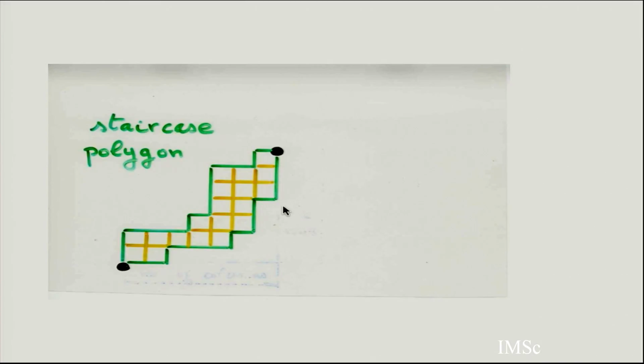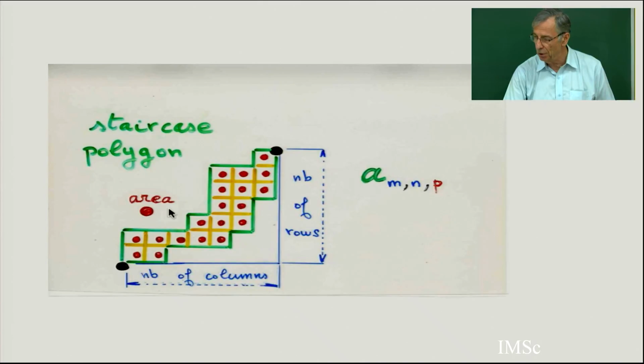Each of these green paths goes north or east, elementary step north or elementary step east. And they don't intersect except at the starting point and ending point. Sometimes it's called a staircase polygon when you just look at the green border. If you look inside, it's a parallelogram polyomino. And we want to count this according to three parameters: the number of columns, the number of rows, so M and N, and the area, the number of squares inside the polyomino.